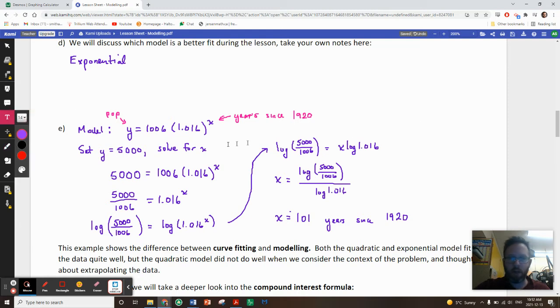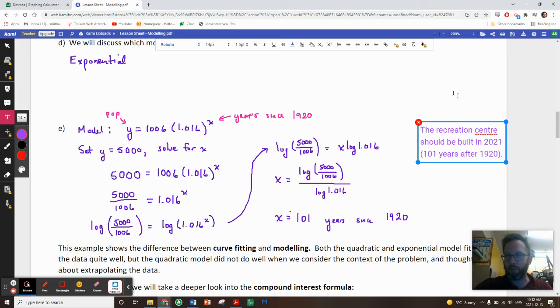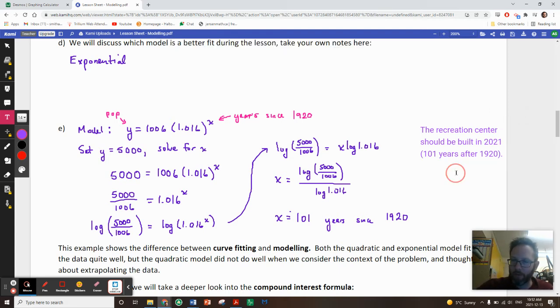So we can make a little conclusion here. I'll tuck this in over to the side. Recreation center should be built. So 100 years since 1920, that would be 2021. Again, that's 101 years after 1920. So they best get digging. We can forgive this question. This question was made up certainly significantly in the past. See how it worked out to be this year. Well, assuming you're watching the video in 2021.